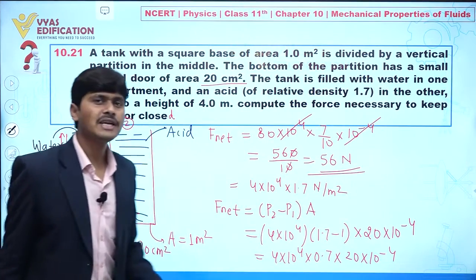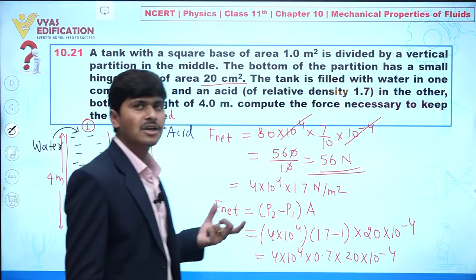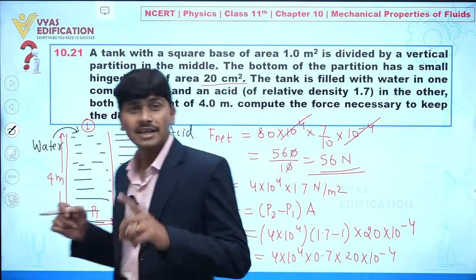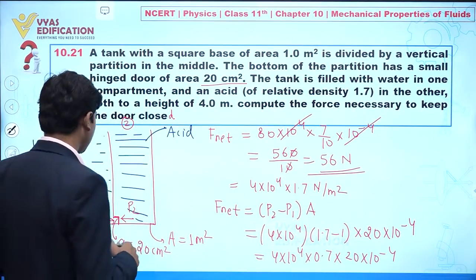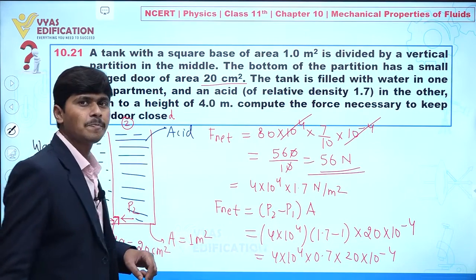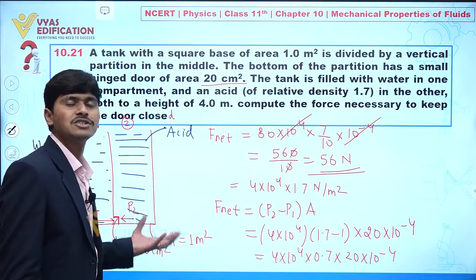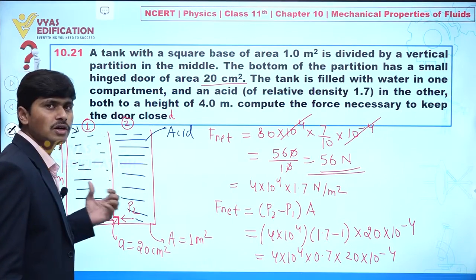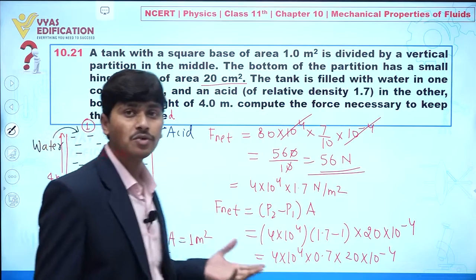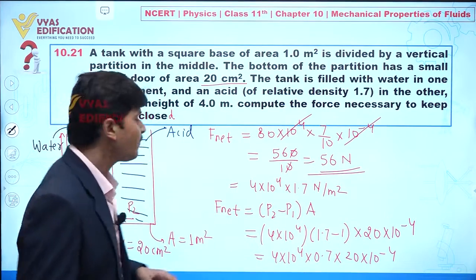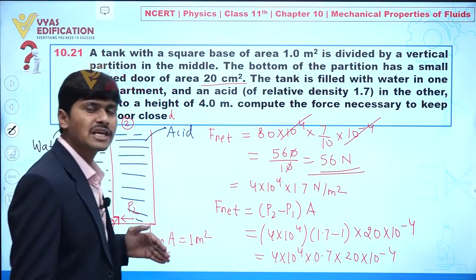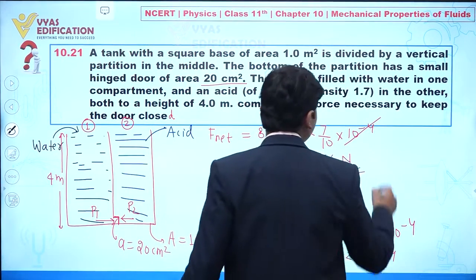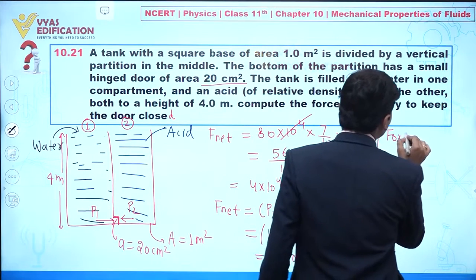So the net force exerted on this hinged door is equal to 56 Newton. And definitely this force is more from the acid side. At this time the hinged door will not be closed, because the force exerted will be more by the acid side. Now what we can do? If we apply the same force from the water side, at that time the hinged door will be closed.